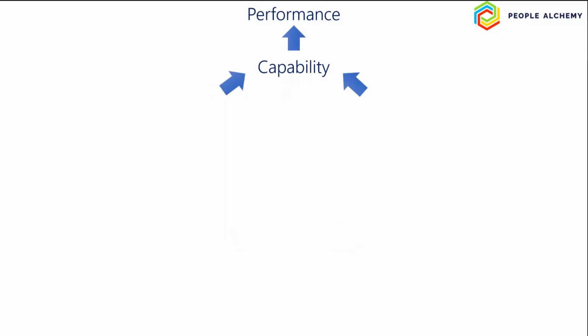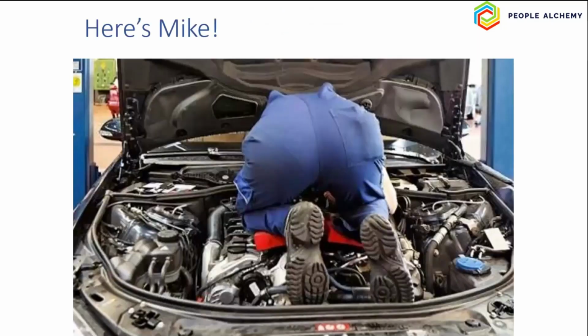But first, we need to take a very quick look at what we mean by capability. And to do that, we've got this chap called Mike the mechanic here who's going to help. You can see he's a very good and intelligent looking mechanic, and he's trying to fix a car. But just assume for the moment that the spare part he needs to fix that car is not available to him in the garage.